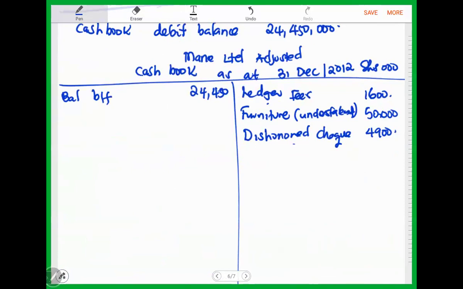A check, not number 6. A check for shillings 12 million in payment for motor vehicle insurance had mistakenly been entered in the cash book as a debit and posted to the credit side of motor vehicles account.